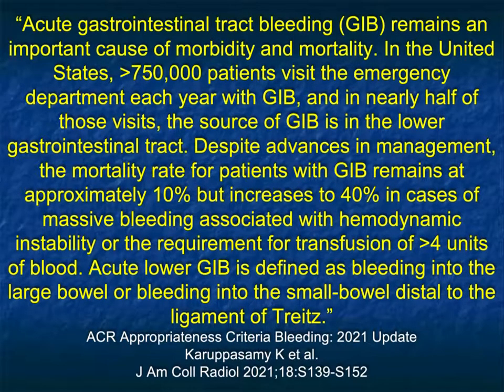In the ACR appropriateness criteria, the most recent update, acute GI bleeding remains an important cause of morbidity and mortality. Over 750,000 patients each year visit the ER in the U.S. with GI bleeding. The source of GI bleed in more than half of these is in the lower GI tract. Despite advances in management, mortality rate for GI bleed remains at 10% but increases to 40% in cases of massive bleed associated with hemodynamic instability or the requirement for greater than 4 units of blood.